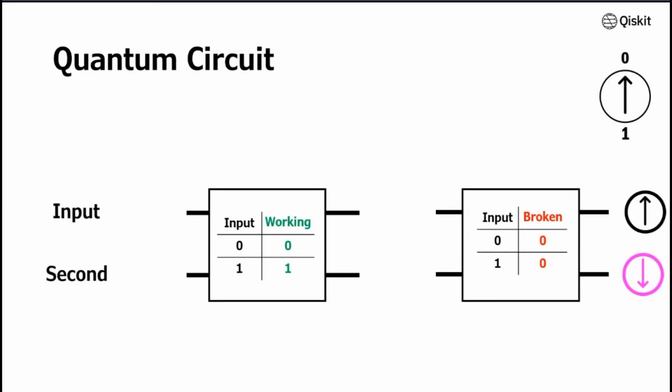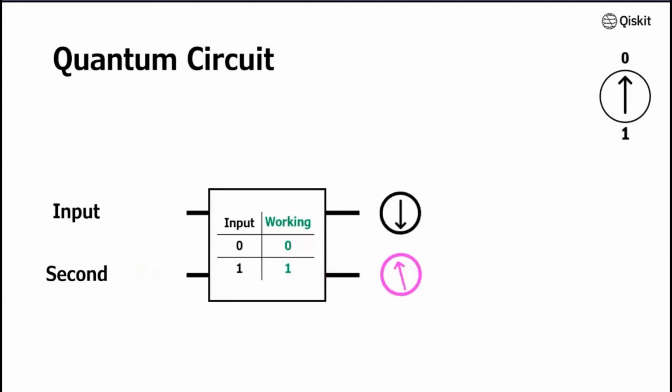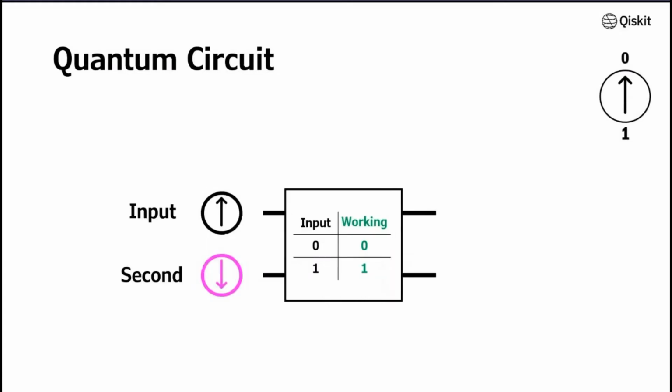In order to tell whether this is working or broken, I need to prepare one more time with the opposite input state, down, and see that this flipped the second bit. So then I know that when it flips, this is not a broken switch, it is a working switch. And this is a limitation of classical computation, because we need to check all the possibilities one by one. If we use quantum computation, we can do better.